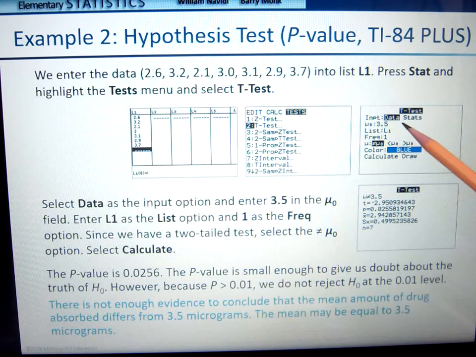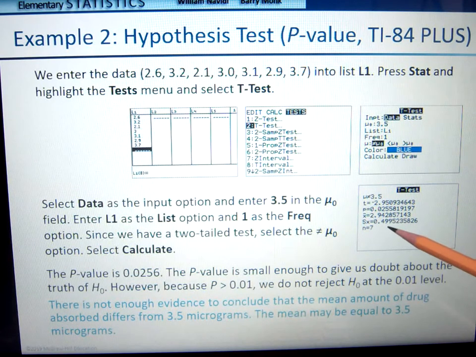Put in the information that we do have, and we are looking at not equal to the population mean that we had before. So that's our two-tailed test. Here are the values. Here's our p-value. Here's our mean.